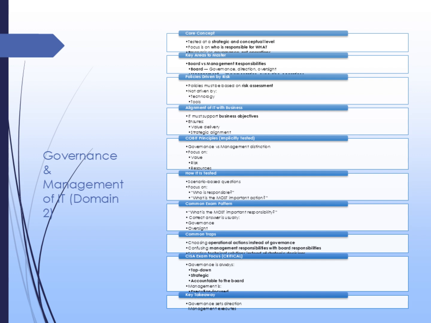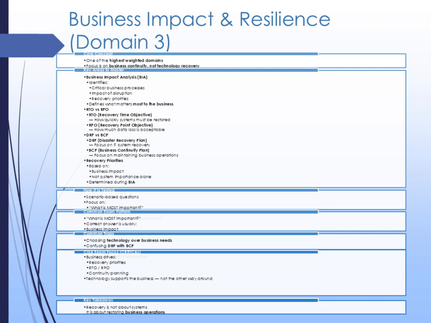This topic is heavily scenario-based in the exam. Questions often ask, who is responsible? What the most important action is? Or what should happen first from a governance perspective? A common exam pattern is that the correct answer is usually related to governance, oversight, accountability, or alignment with business objectives rather than purely operational or technical actions.